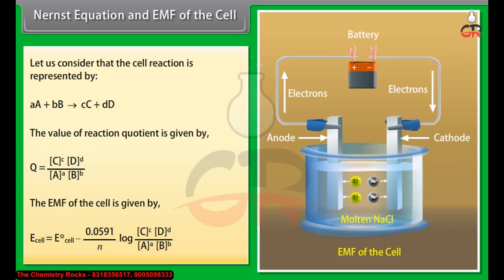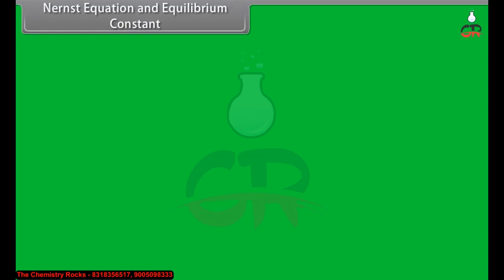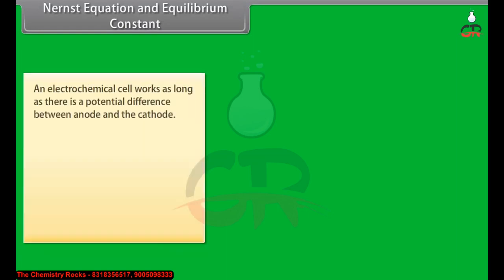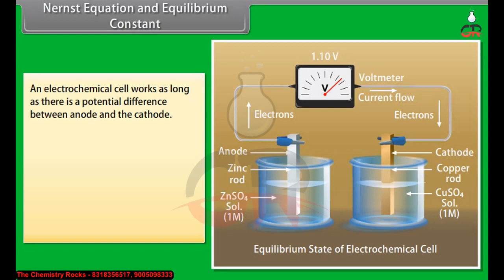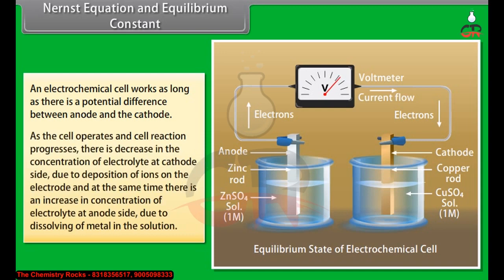Nernst equation and equilibrium constant. An electrochemical cell works as long as there is a potential difference between anode and cathode. As the cell operates and the cell reaction progresses, there is a decrease in the concentration of electrolyte at the cathode side due to deposition of ions on the electrode, and at the same time an increase in concentration of electrolyte at the anode side due to dissolving of metal in the solution. Consequently, the electrode potential of the cathode decreases and that of the anode increases with the passage of time.